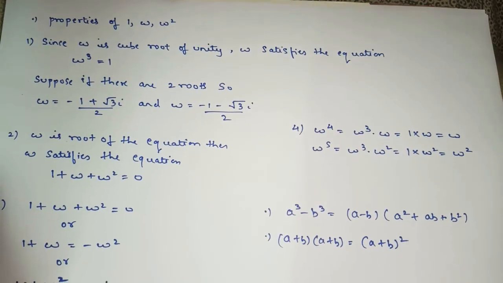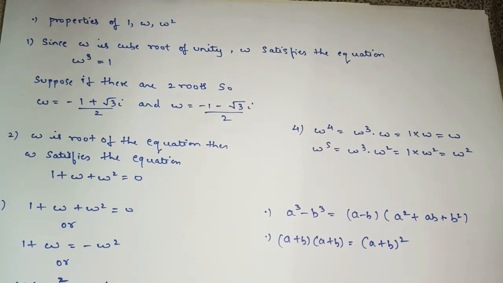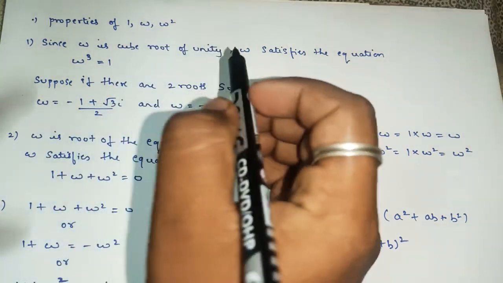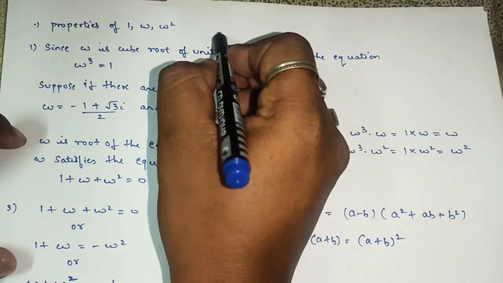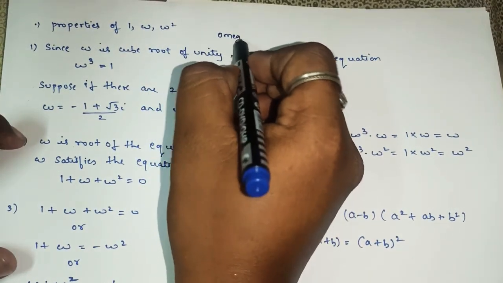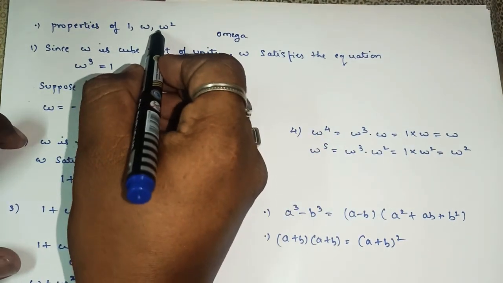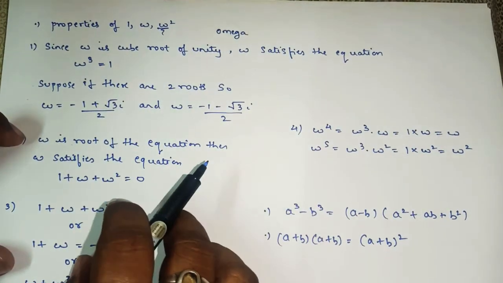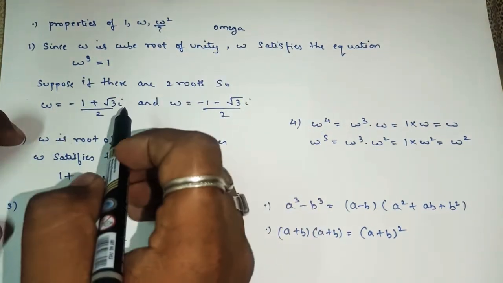Hello students, in this lecture we're going to see the sums and the concept based on exercise number 3.3. Exercise 3.3 is based on some properties which are called omega. Actually this symbol looks like W, but it is not W, it is known as omega.